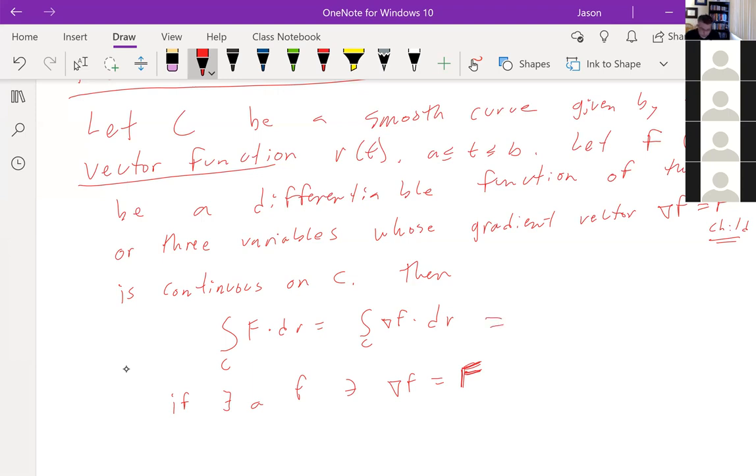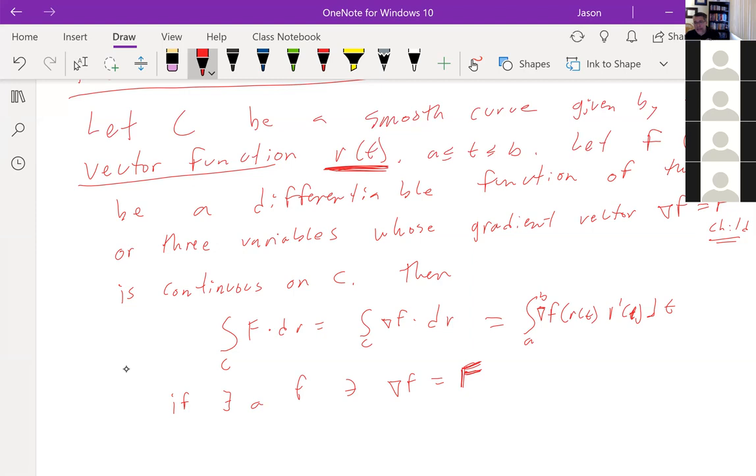Because then there's going to be some limits of integration of C in terms of t. We're going to parameterize this with respect to r of t. We would parameterize f in terms of r of t, so we would get the integral from a to b of the gradient of f of r of t dot r prime of t dt.